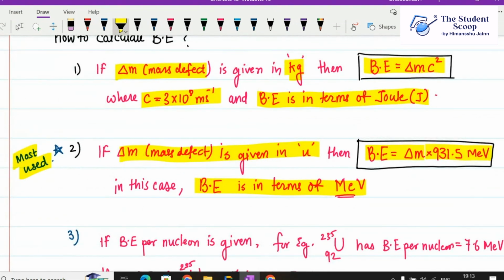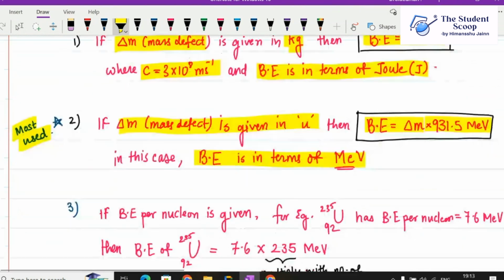And you need to know how to convert mega electron volts to joules and joules to mega electron volts. That kind of conversion needs to be known. Okay, that is given in the data booklet.